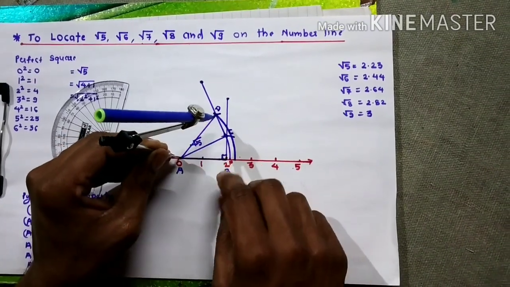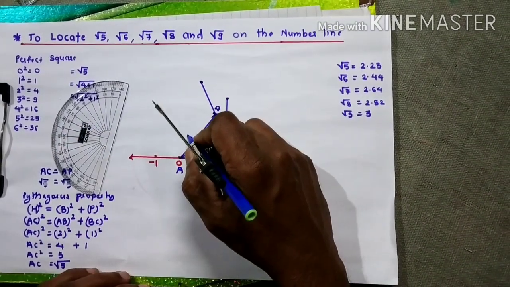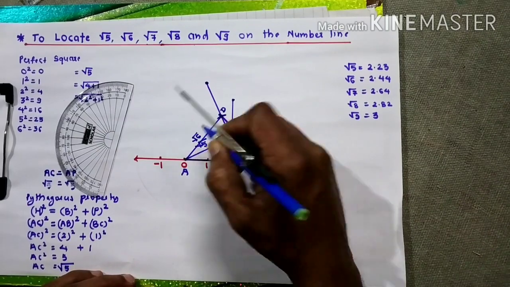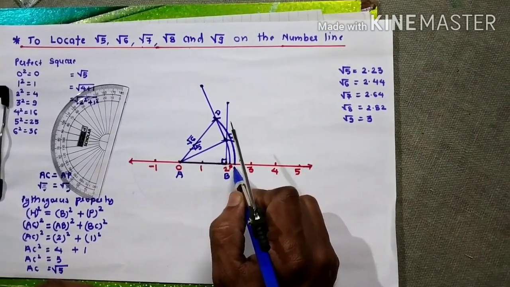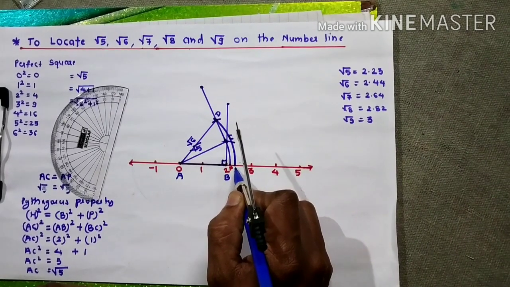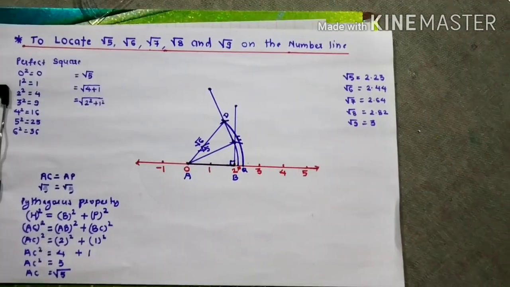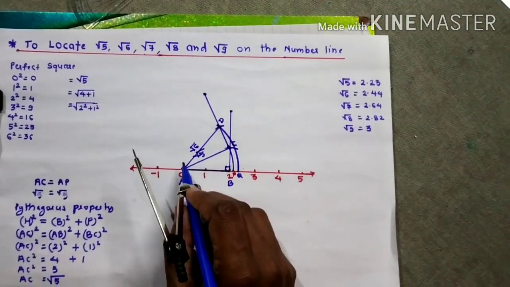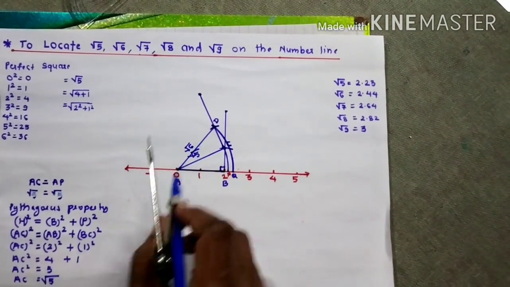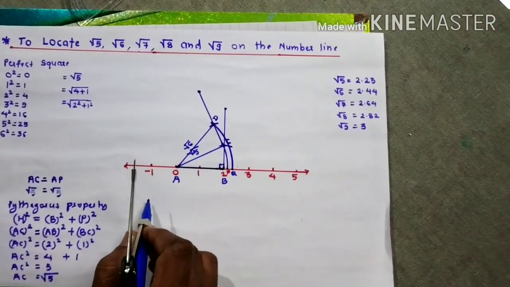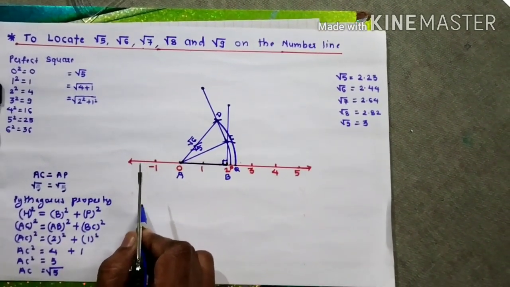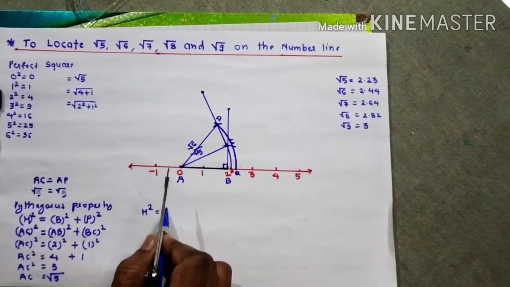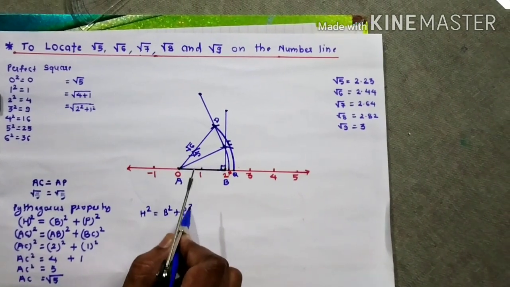So this is root 6 and this is also root 6. Let us give the name Q for this. Let us prove this distance AD, root 6, by using the Pythagoras property. The Pythagoras property is: hypotenuse square is equal to base square plus perpendicular square.